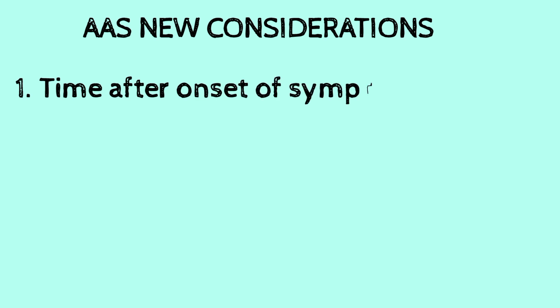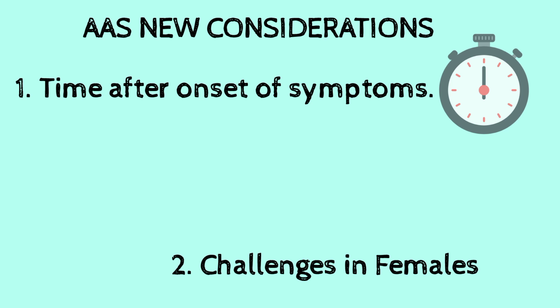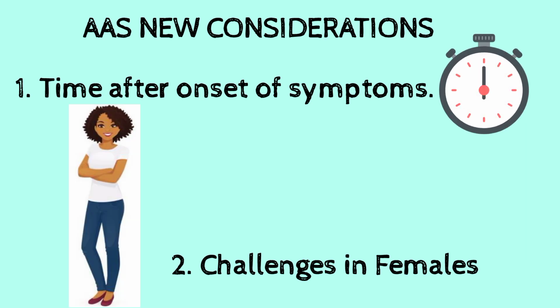The Adult Appendicitis Score takes into consideration two factors, which are the length of time passed since the onset of symptoms and also the diagnostic difficulties in the childbearing female.